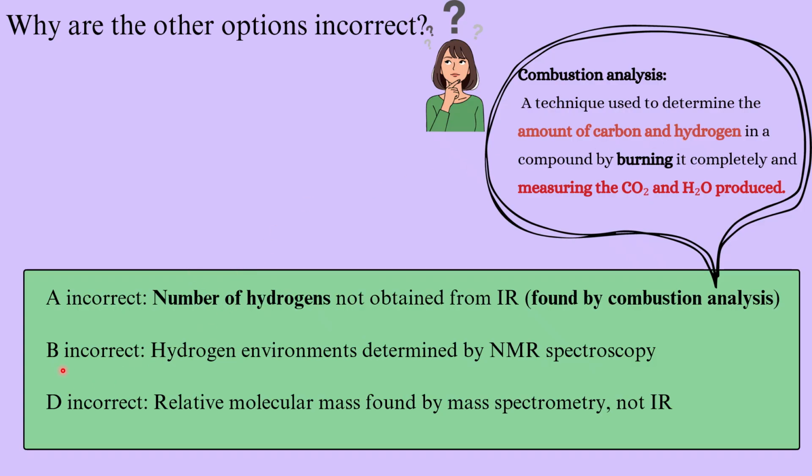Now the next option was hydrogen environment determination. For this one we use NMR spectroscopy. We will be studying all the spectroscopy in detail in further sessions. Now the next option D, relative molecular mass. We do not use IR for determining relative molecular mass. Instead we use mass spectrometry, not IR. So this is how you should know which spectroscopy is used for what, because if you are aware of it, only then will you be able to answer such questions.